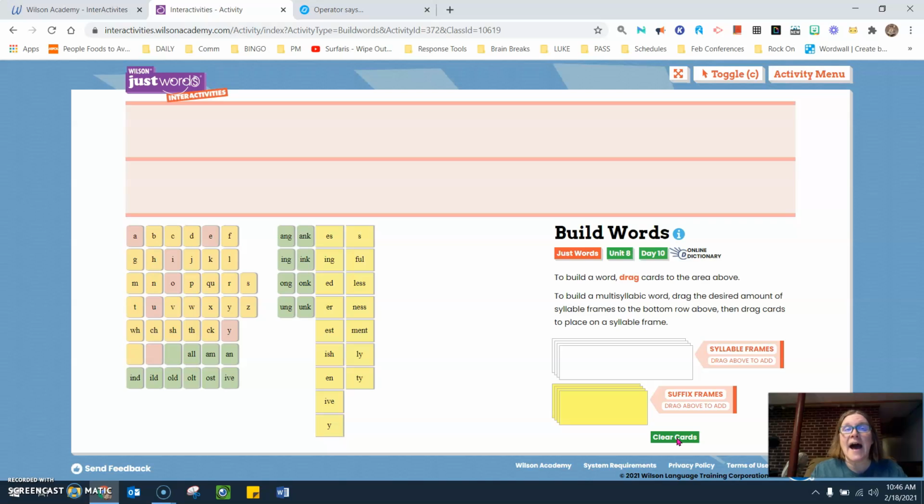Your next sound is I. Echo, I. So we're going to have the vowel I that says I, one of the long sounds. And the vowel y can also say I as well. Your last sound is y. Echo, y. That's going to be our consonant Y, making the Y sound.